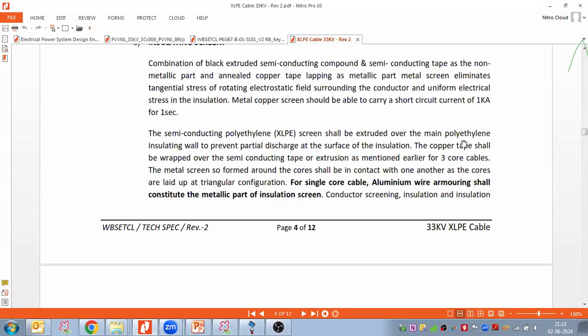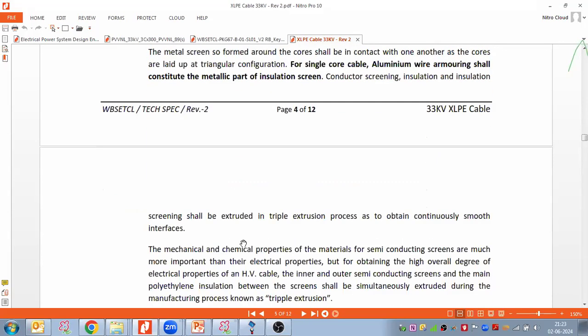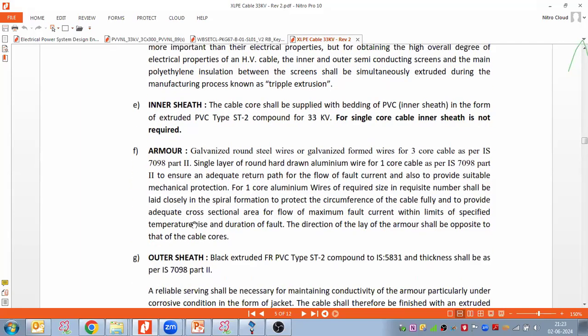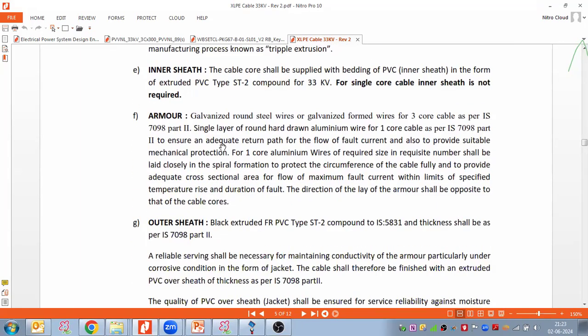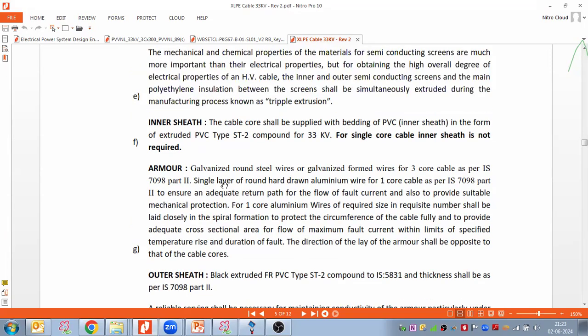The semiconductor screen shall be extruded over the insulation; for single core cable, the aluminum wire armor. Now the other part, inner sheath and armoring. Now they are asking for armoring as well: galvanized round steel wire or galvanized formed wire for 3 core cable as per the IS, and a single layer of round hard-drawn aluminum wire for 1 core cable. This means they are asking for the inner sheath also, right?